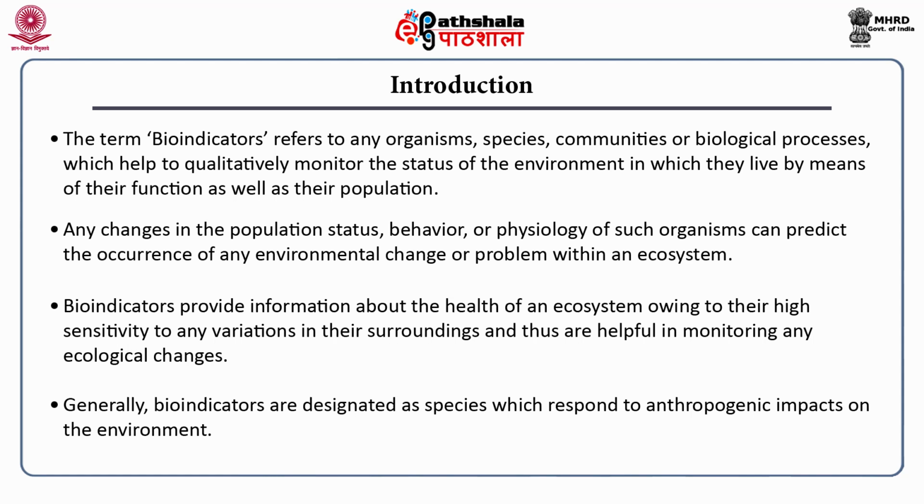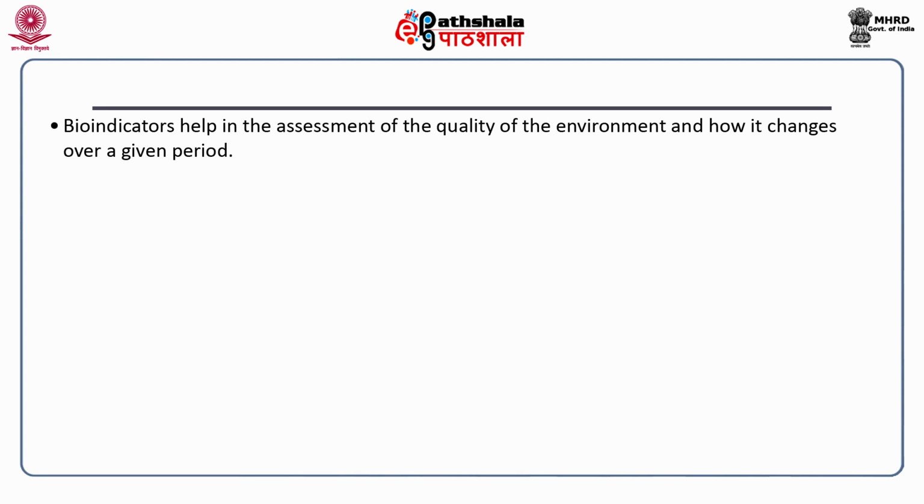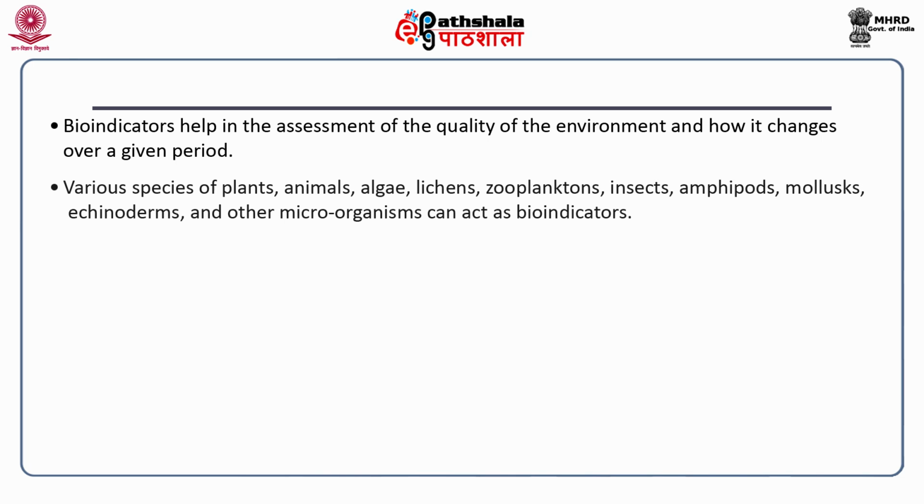Bioindicators are designated as species which respond to any anthropogenic impacts on the environment, that is, the impacts which are caused due to human beings. Bioindicators are also helpful in the assessment of the quality of the environment and how it changes over a given period. Various species of plants, animals, algae, mollusks, zooplanktons, phytoplanktons, insects, etc. can act as bioindicators. Even human nail and hair can also act as bioindicator.